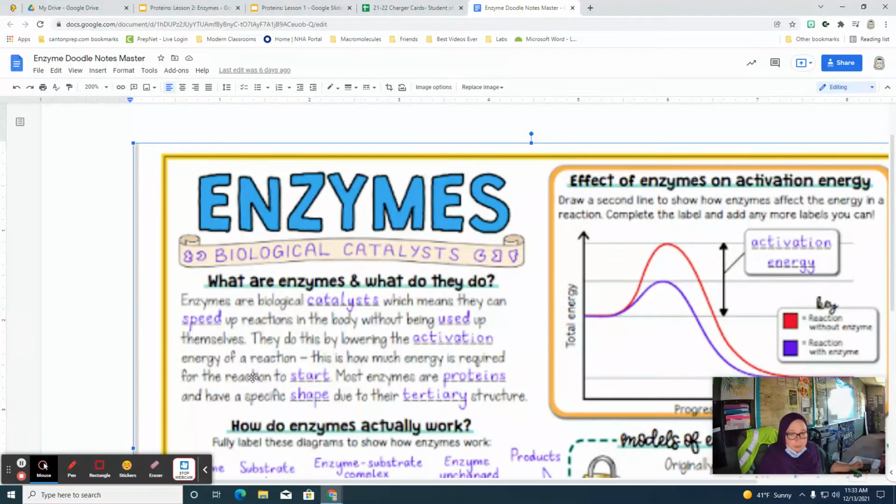Hi, everybody. So, we're going to talk about catalysts today. We're going to talk about enzymes today. We're going to talk about how we get chemical reactions happening inside the human body.